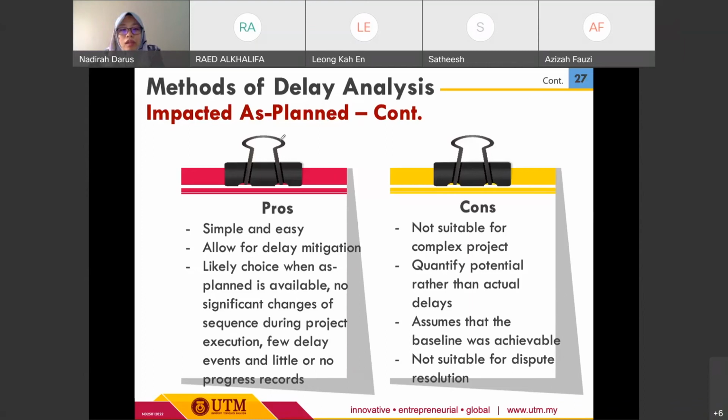However, this method is not suitable for complex projects. It is more suitable for simple or smaller projects, because it quantifies potential rather than actual delays. It assumes that the baseline was achievable, and it is not suitable for dispute resolution. Those are the disadvantages for this method.